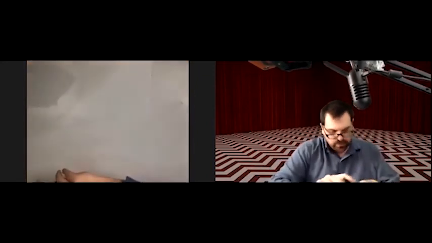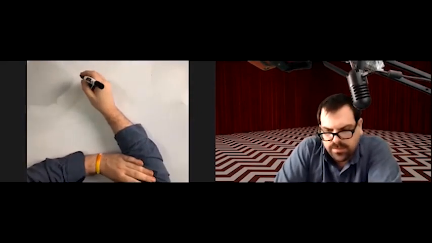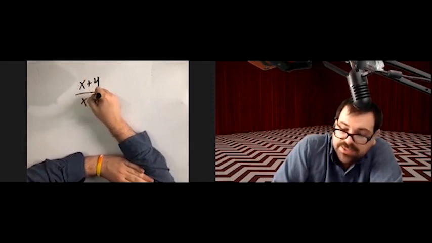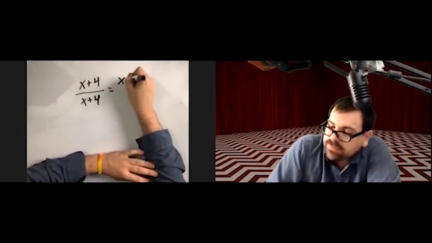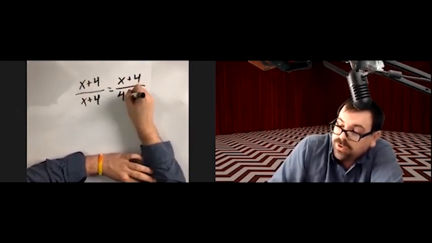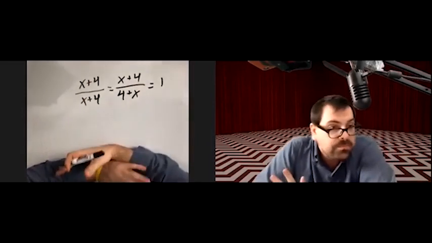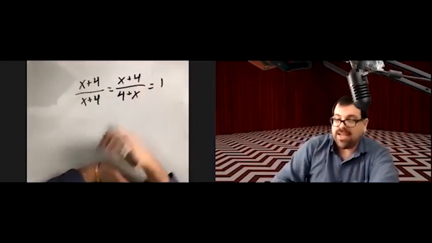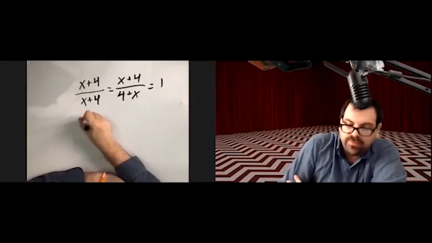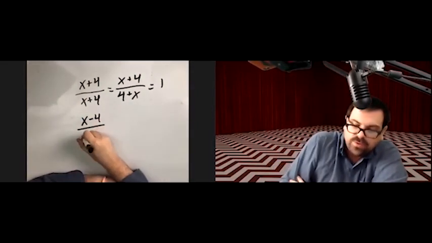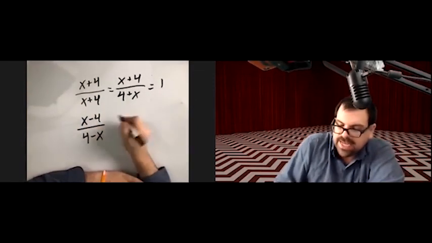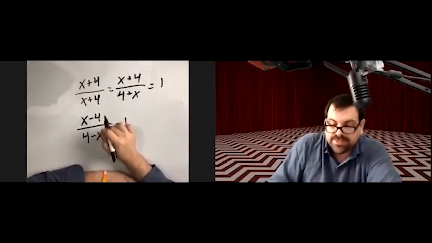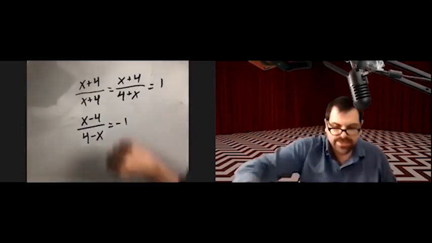I want to remind everyone, x plus 4 over x plus 4, or x plus 4 over 4 plus x, both equal 1 because we can add in any order, so these are the same. But if we had x minus 4 over 4 minus x, that would equal negative 1 because these are opposites.